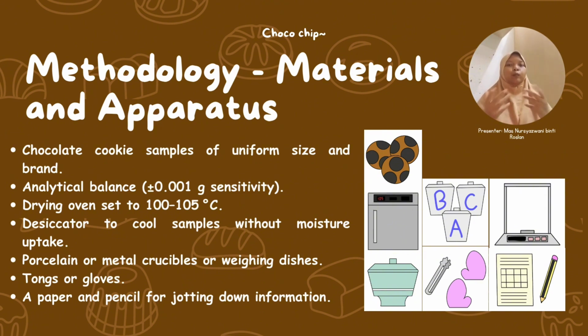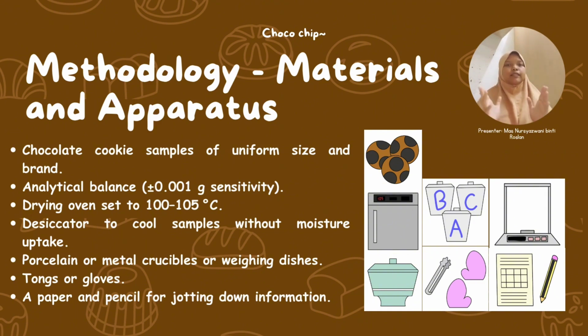Next, we will need an analytical balance, with the sensitivity, more or less, as given in the slide. We will also need a drying oven set to 100 to 105 degrees Celsius. It cannot be lower than 100 degrees Celsius because we need the water to reach a boiling point. We need it to evaporate. We need to make sure the samples of chocolate cookies don't end up with much water in them. It can also not be past 105 degrees Celsius because it might accidentally evaporate any other nutrients we do not want to evaporate, such as fats.